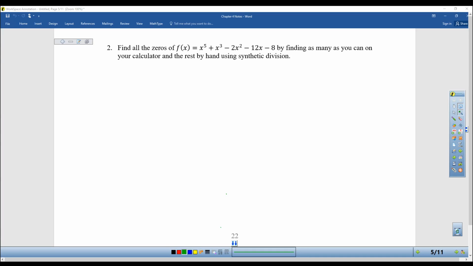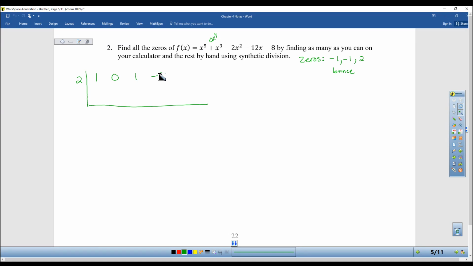Going back to my paper, I write down the ones that I have so far. So the zeros are going to be -1, which you can list twice if you want, just to remind yourself that it's a bounce and that you're allowed to use it twice in your synthetic, and 2. It does not matter what order you do these in. So I'm just going to start with the 2. It really doesn't matter. I'm going to put in a 1, then a 0. Look, there's no x to the 4th. Be careful.